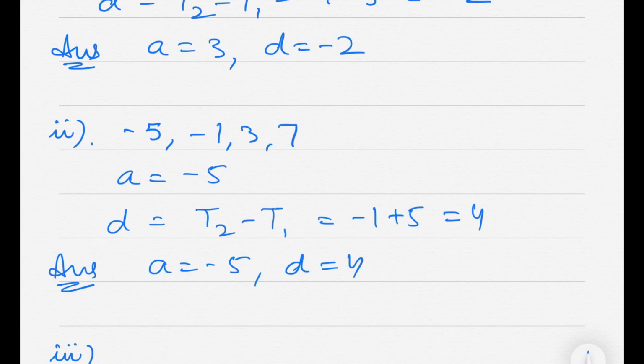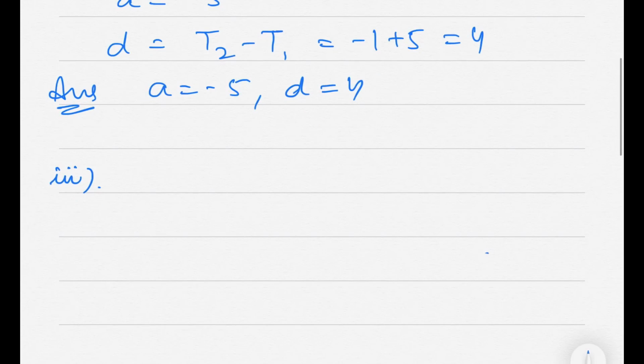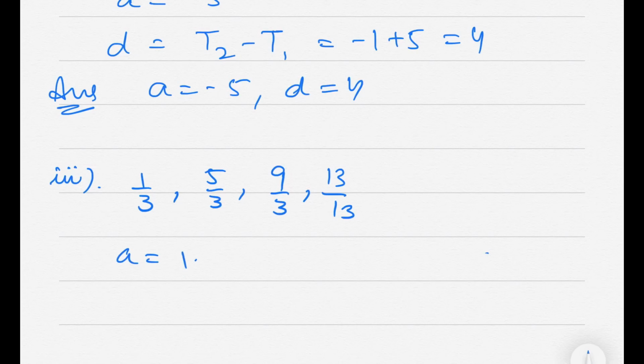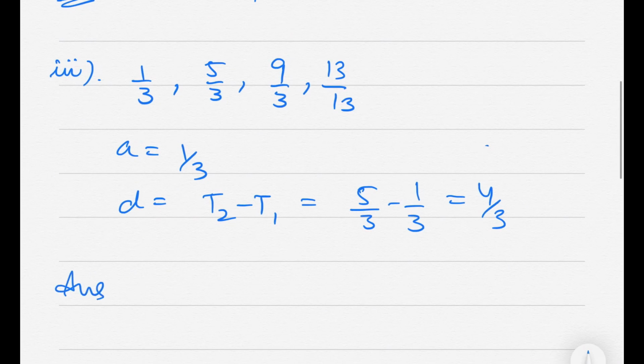So the third part says 1 by 3, 5 by 3, 9 by 3 and 13 by 3. So I can just find out a is equal to 1 by 3 and d will be equal to T2 minus T1. So that gives me 5 by 3 minus 1 by 3, so 4 by 3, right? Okay, so I can write down my answer: a is equal to 1 by 3 and d is equal to 4 by 3.